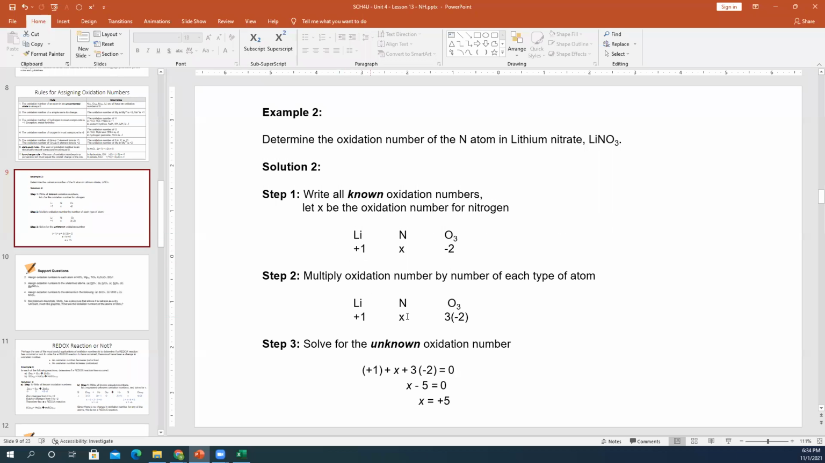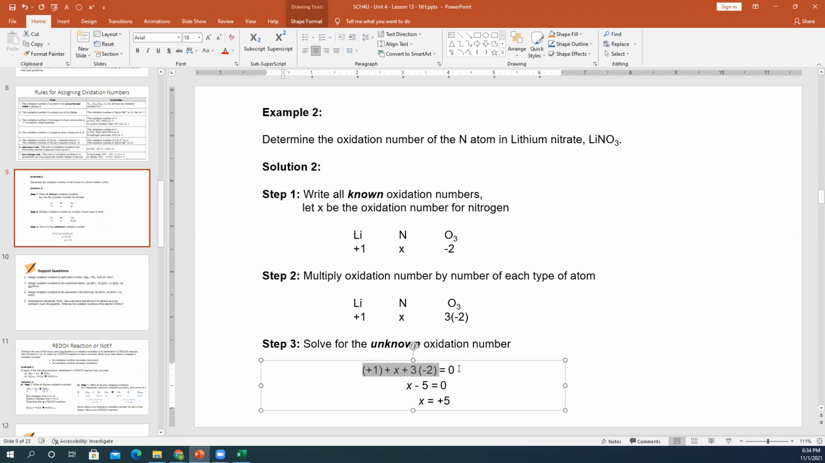Okay, so there it is. And then we have this nitrogen we're trying to figure out, then oxygen. Oxygen always has an oxidation number of -2. And since we have 3 of them, we multiply this number by 3. So all of these numbers added together, we can write an equation for it like this, and write that it should equal 0. And then we can solve for X and figure out that X is equal to +5. So the oxidation number for nitrogen in this molecule of lithium nitrate is +5.